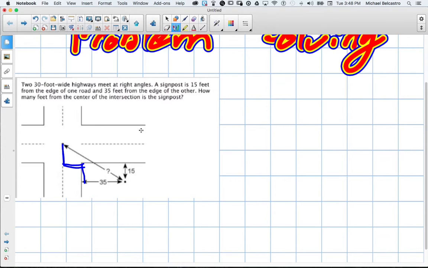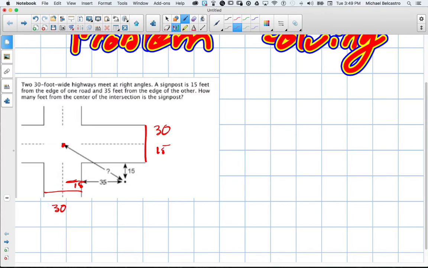So we know that because this is 30 feet wide, okay, and let's draw this a little more permanent. Because this is 30 feet wide, if we're going to the center here, that means we're going 15 feet this way, okay? And that same goes for this highway here. If this one is 30 feet wide, then we're looking at another 15 feet here.